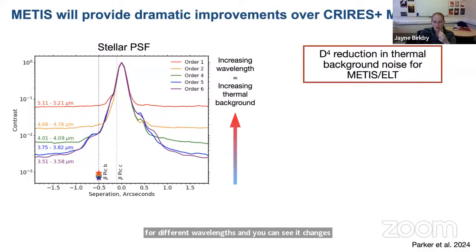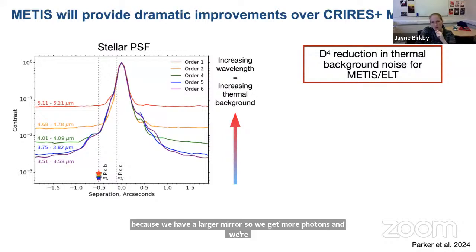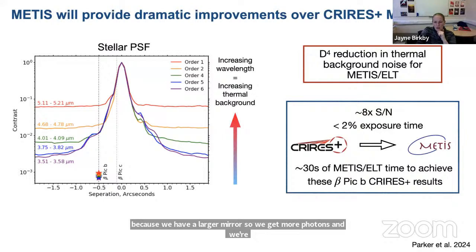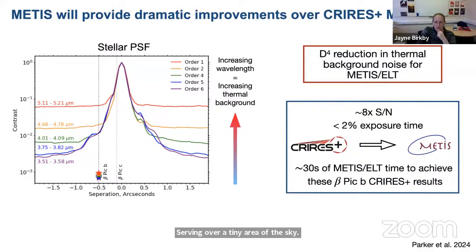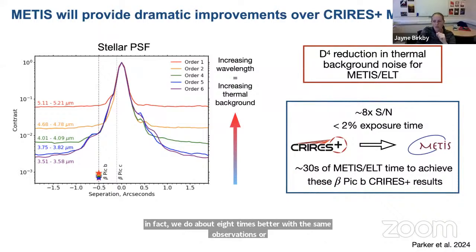However, with METIS at the ELT, we get a D to the 4, so that's the diameter to the power 4 reduction in the thermal background noise. And that's just simply because we have a larger mirror, so we get more photons, and we're observing over a tiny area of the sky. And in fact, we do about 8 times better with the same observations, or we could do these observations with less than 2% of the exposure time.